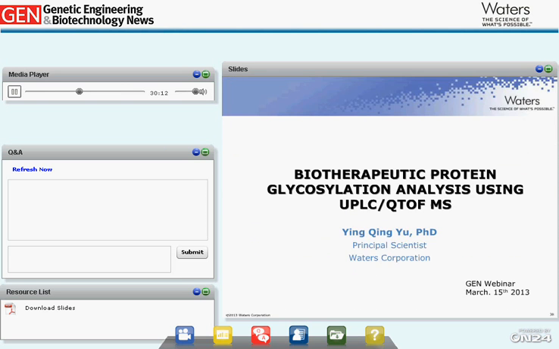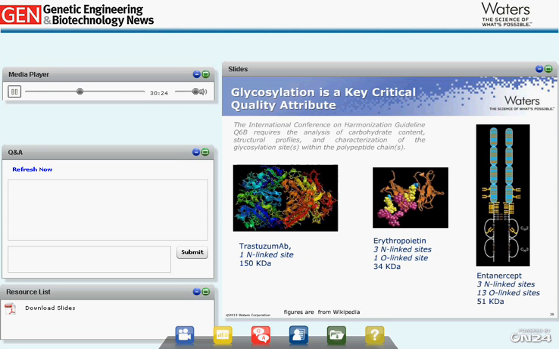Thank you, John. My presentation is titled Biotherapeutic Protein Glycosylation Analysis using UPLC QTOF mass spectrometry. This first slide shows why glycosylation is a key critical quality attribute. About 40% of all approved therapeutic proteins and 8 of the top 10 selling biologics of 2010 contain N-linked glycans. Glycosylation is the key critical quality attribute for biotherapeutics that are glycosylated. It has profound impact on the drug safety and efficacy.